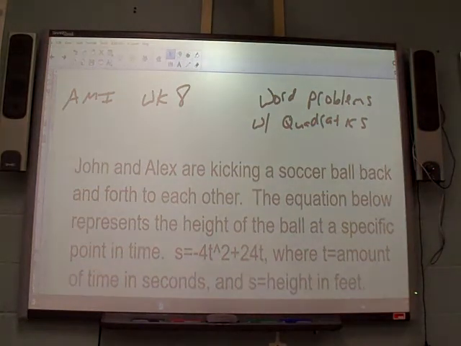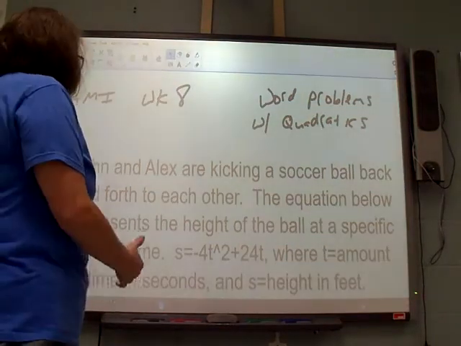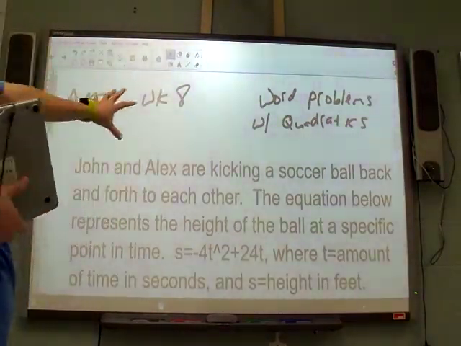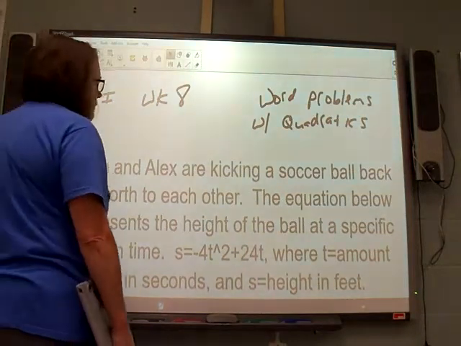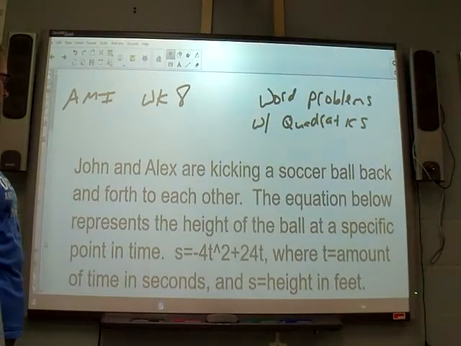So AMI Week 8, word problems involving quadratics. So this is going to be our last AMI lesson for the school year that we're going to look at here. So what we got, John and Alex are kicking a soccer ball back and forth to each other. The equation below represents the height of the ball at a specific point in time.